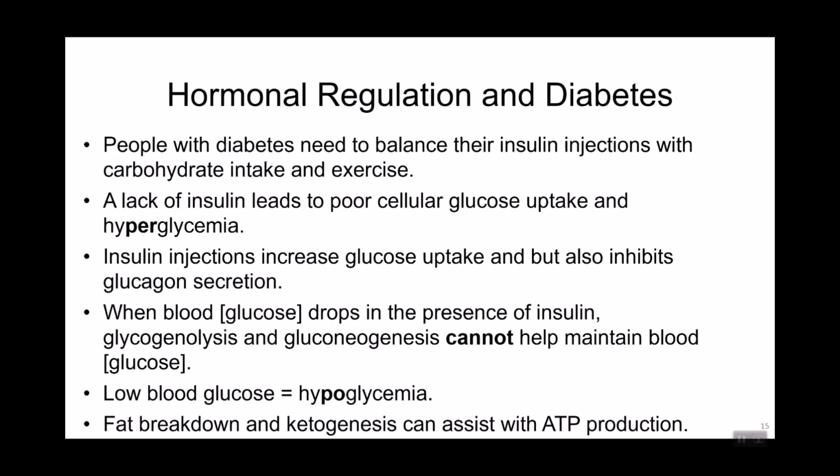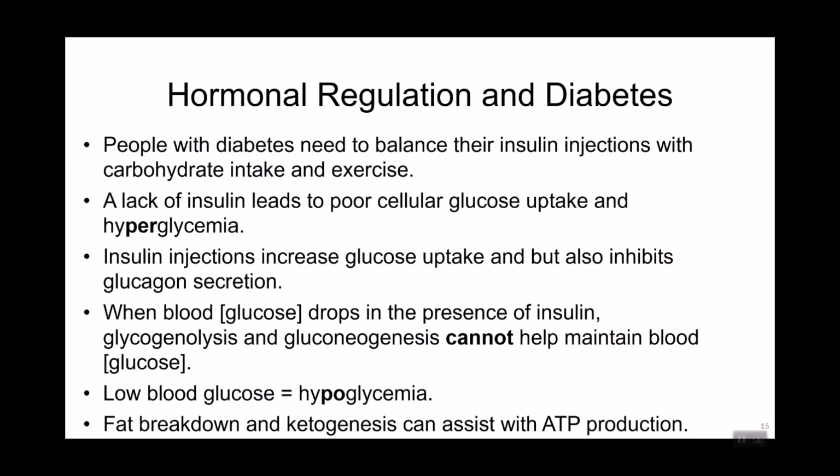So this is why people with diabetes really need to monitor their blood glucose levels, say with a glucometer and a small pinprick of blood. And this will also allow them to measure and figure out how much insulin they need to take. When insulin isn't present, hyperglycemia can occur, leading to glycation of lots of macromolecules. The insulin injections will allow their cells to use the glucose, but also inhibit glucagon secretion.